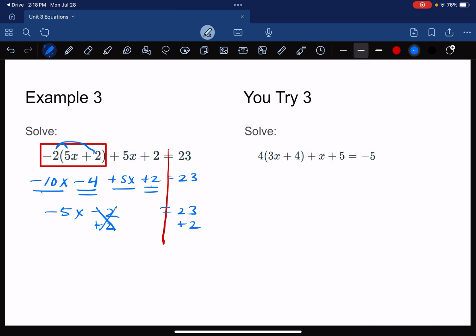I didn't get rid of anything up here. I just combined what was there using the signs I saw. But now we're doing opposites. Bring down your negative 5x. This is 25. And you can divide by negative 5. And x equals negative 5.